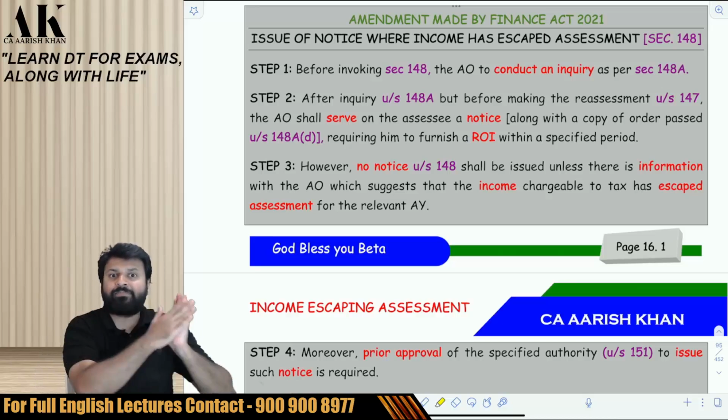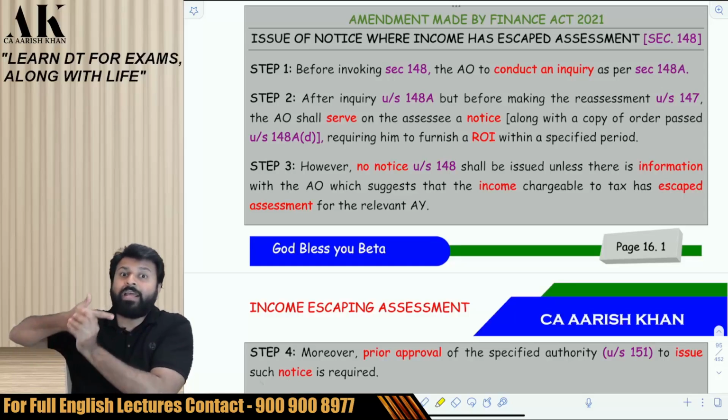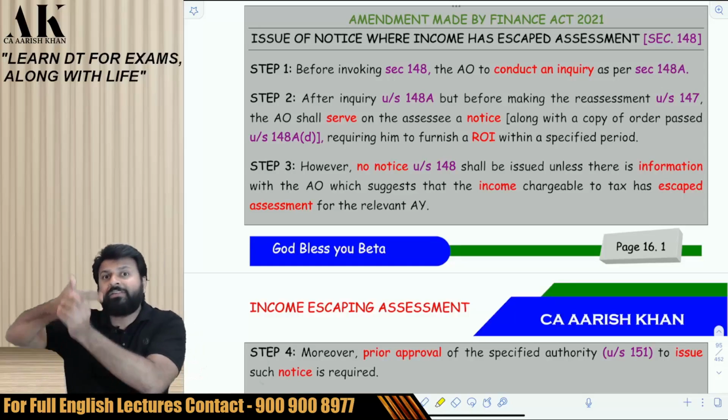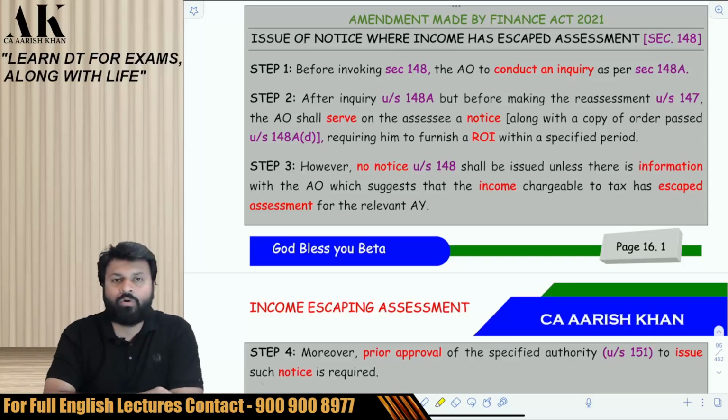So you have to understand the steps. First step, the AO has information. Now what is the next step? He cannot directly issue notice under 148 to file return. First he will do inquiry, on the next page. Once that inquiry is done, then he will send a notice under 148. Okay, so this is the procedure the AO has to follow.